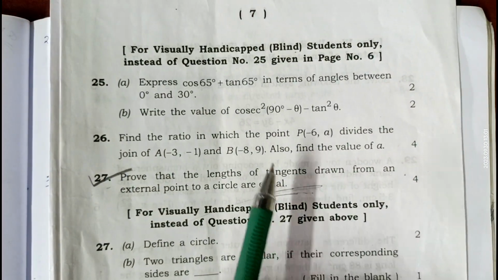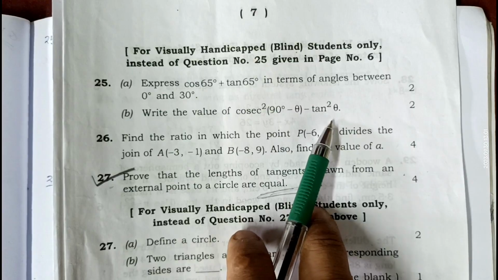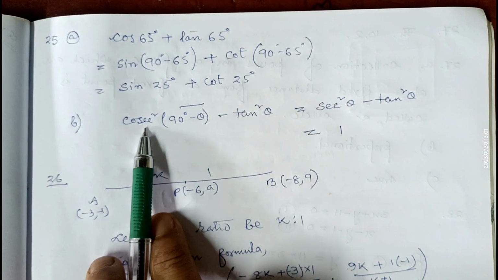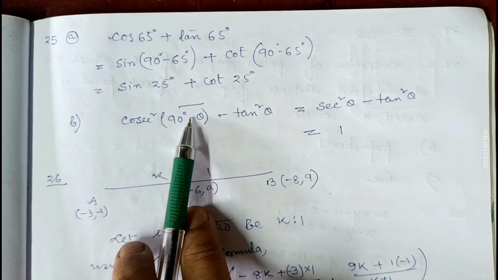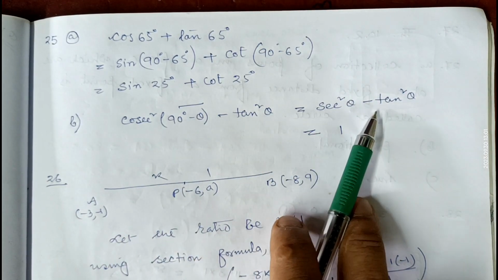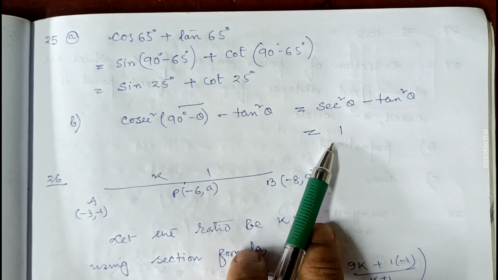In second part of question number 25 it is given, write the value of cosec square 90 minus theta minus tan square theta. So here cosec square 90 minus theta. We know cosec 90 minus theta is sec theta. So from this part I will get sec square theta minus tan square theta. We know the identity that sec square theta minus tan square theta is 1. So the answer is 1.